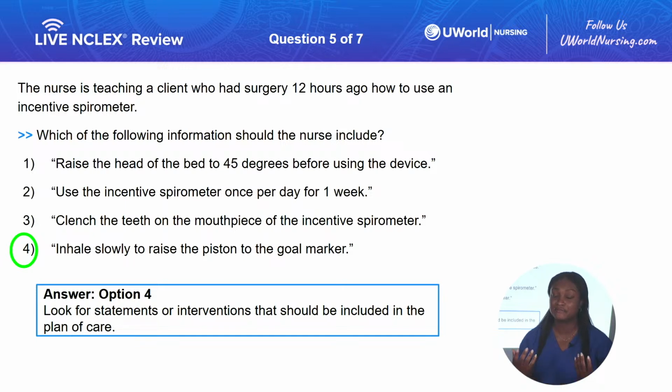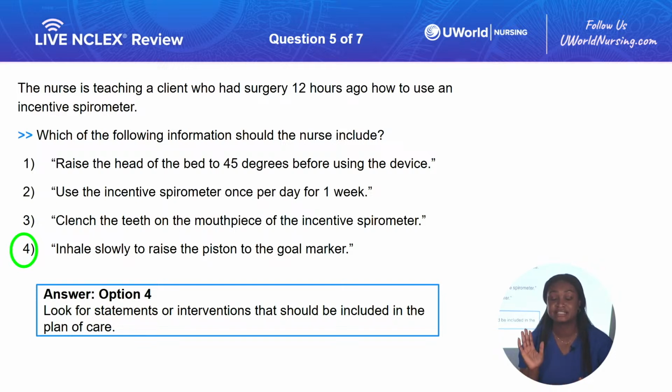For this question, you would have to know how an incentive spirometer works. A lot of people just assume you blow on the incentive spirometer, but actually you inhale slowly to help expand your lungs, and that helps raise the piston to whatever goal marker you are setting for yourself. So inhaling slowly is the correct teaching point. Options 1, 2, and 3 are all incorrect teaching points.